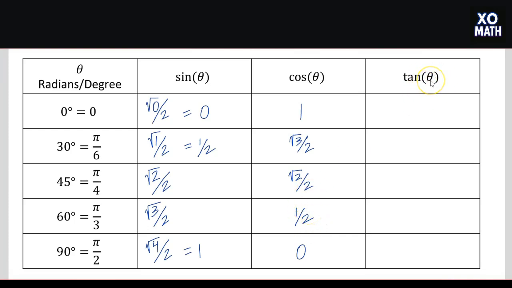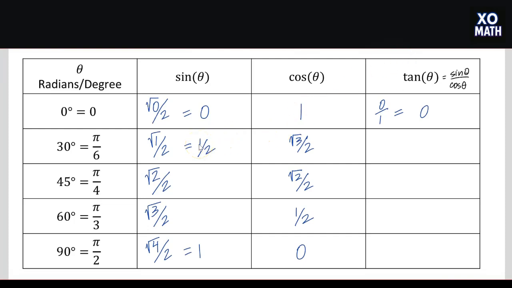And last but not least, the tangent column. So tangent is sine over cosine. That's one of our identities called a quotient identity. Since tangent is sine over cosine, I can take the value of sine divided by the value of cosine to find the value of tangent. So I have 0 divided by 1, that's just 0.